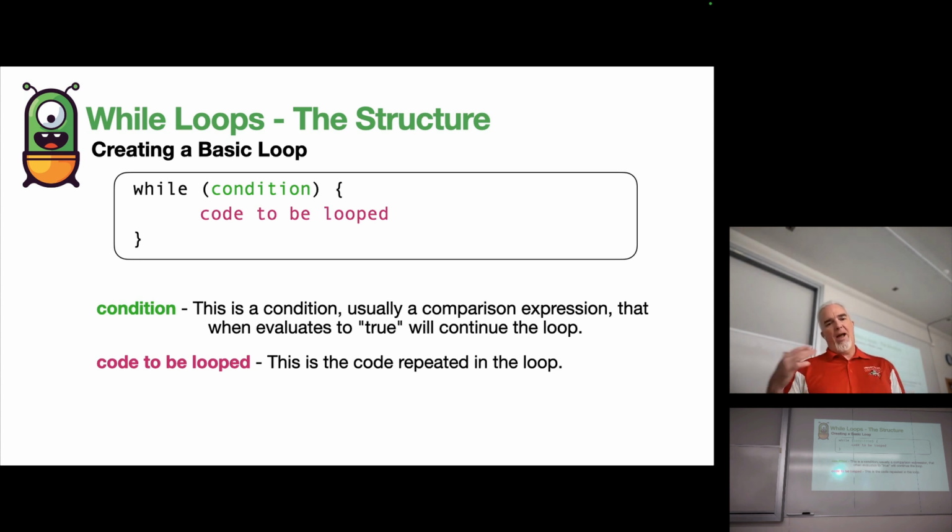So what we have is a condition that causes the loop to continue. And each time the loop is executed, that condition is checked again to say, hey, is that still true? And if it is, then it keeps going.